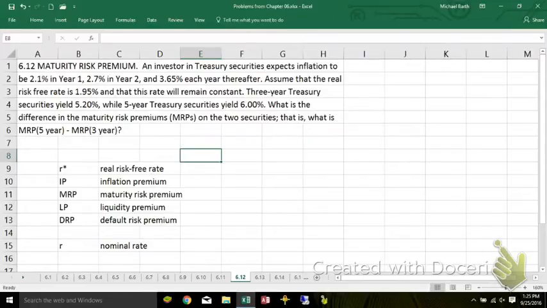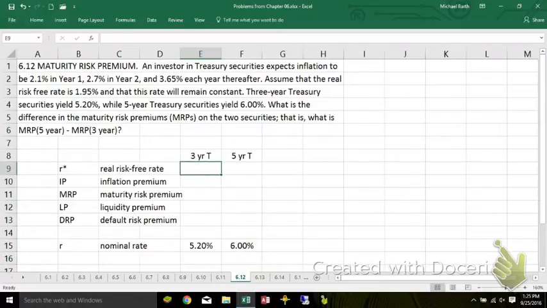We're given a real risk-free rate and told that it's going to remain constant over time. 3-year treasuries yield 5.2, 5-year treasuries are 6. Okay, so 3-year treasuries have a nominal rate of 5.2%. 5-year treasuries have a nominal rate of 6%.